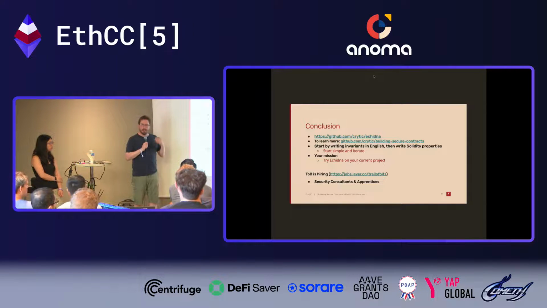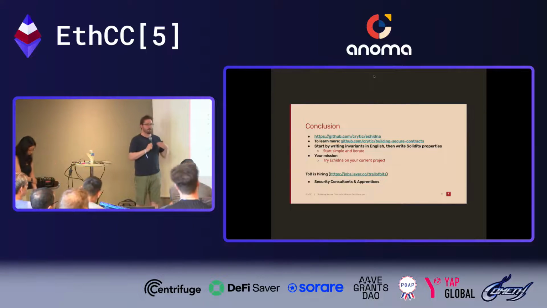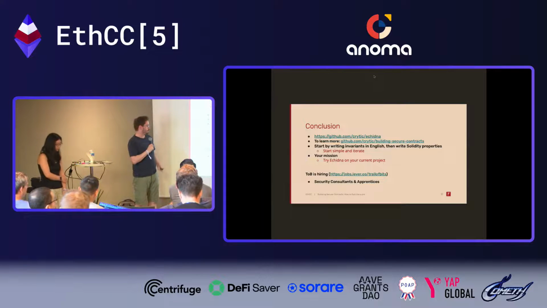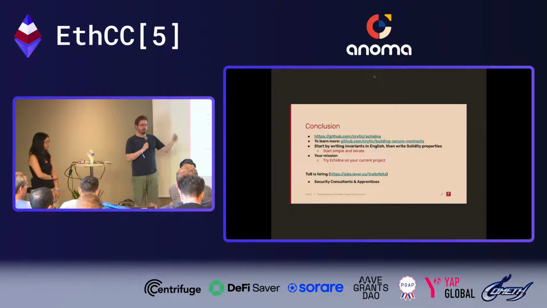Regarding Echidna, again, start simple. Try to write invariants that you know are not going to lead to any issue, but they are going to help you to build on top of it, and they are going to help you to have an iterative approach. Start with English, then Solidity, then Echidna, and loop over it.